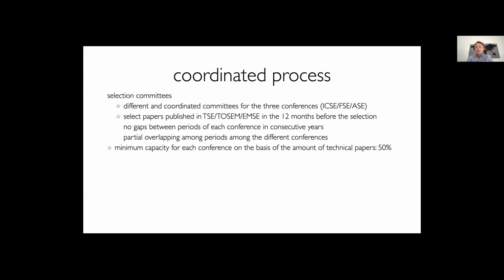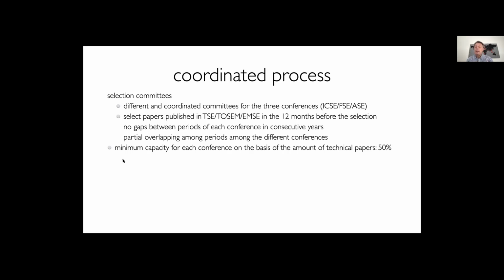The second topic under discussion is a coordinated process. This has been a bit more controversial, to be honest. It took a bit more time to get to a general feeling, but eventually we discussed the idea of having a unique committee or different committees. Given that the conferences are not synchronous and the selection is not synchronous, we think it makes sense to have different committees for the different conferences, while having the same process and full coordination among them. So we will have different committees for the three conferences. That's a proposal, at least.